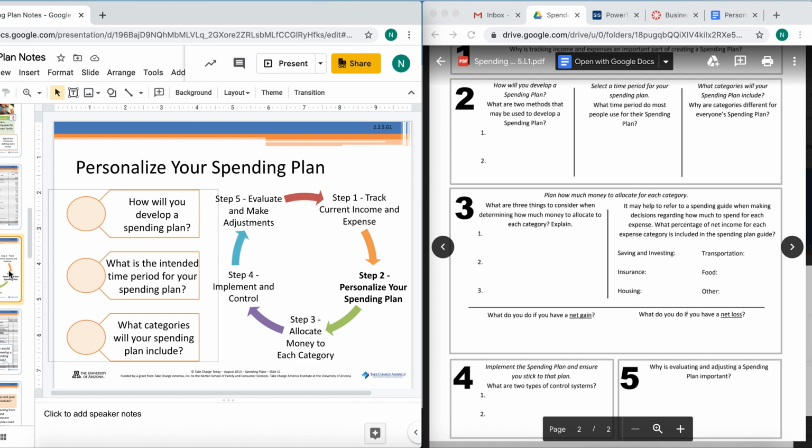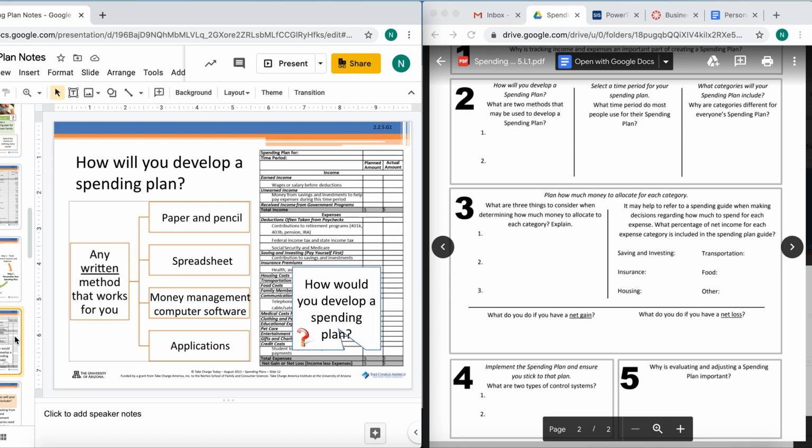How will we develop our spending plan? What is the time period that our budget is designed for? And then what categories are we going to include? And those are all right here in this step 2 box. So the first question, we have 4 methods that we could use to develop our spending plan. We could do it on paper, we could use an Excel spreadsheet or a Google Sheet, or we could pay for money management software on our computer.